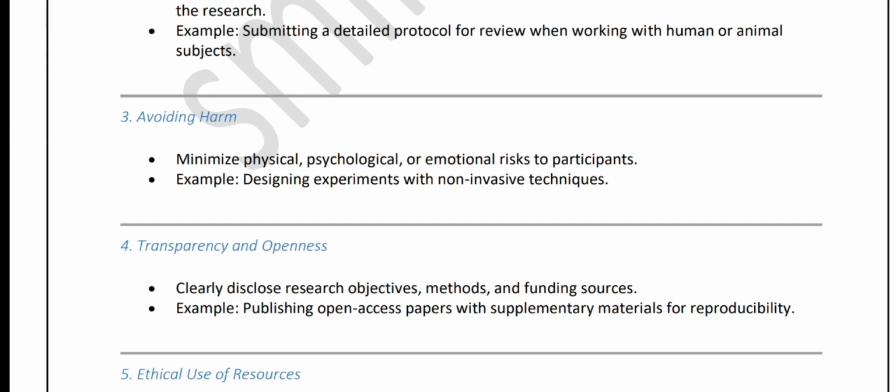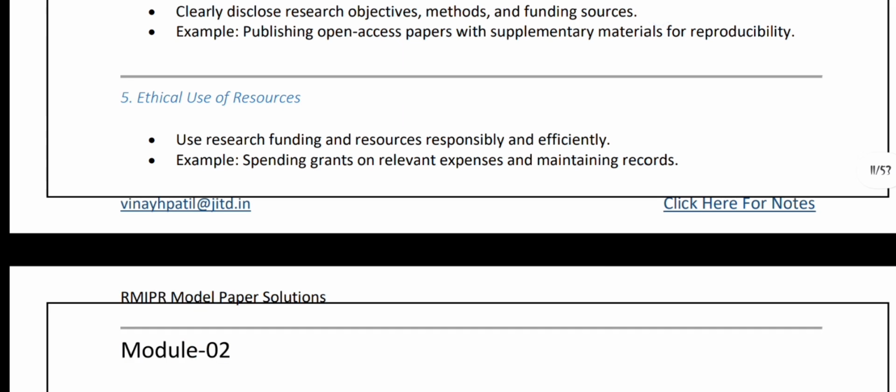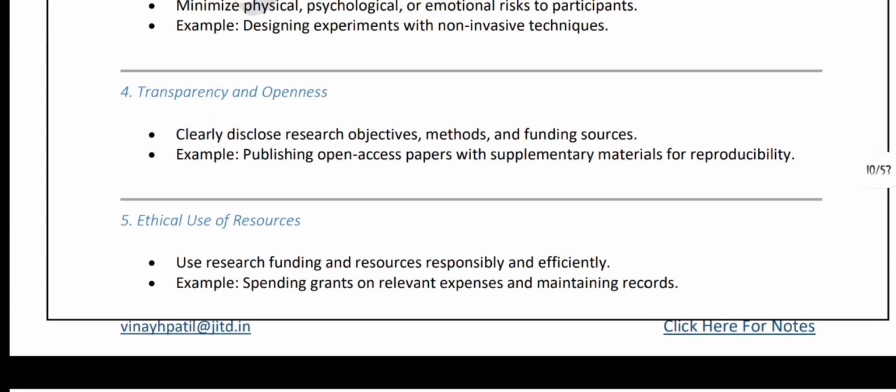So transparency and openness. Clearly disclose the research objectives, methods, and funding sources. Examples: publishing open access papers with supplementary materials for reproducibility. So ethical use of resources. Use research funding and resources responsibly and efficiently. Examples: avoiding spending grants on irrelevant expenses and maintaining records.